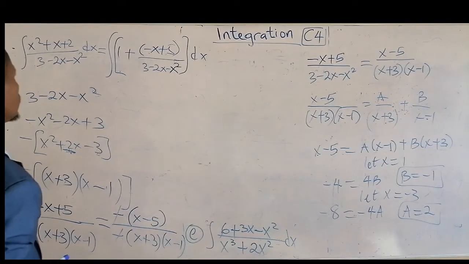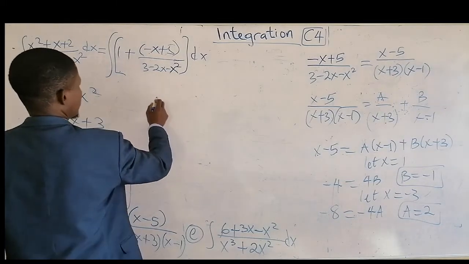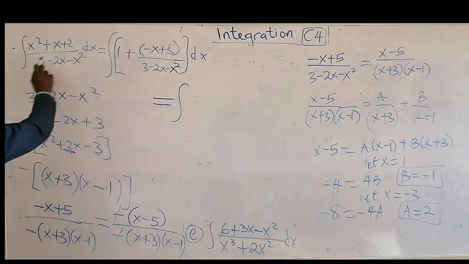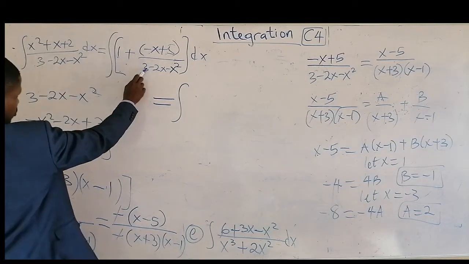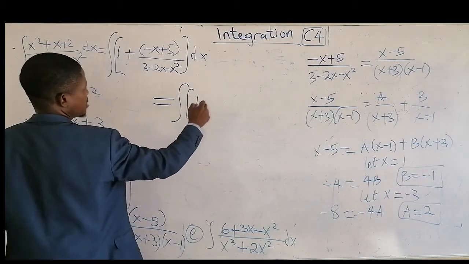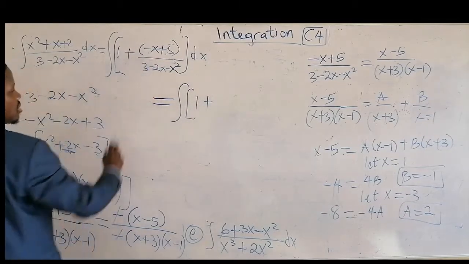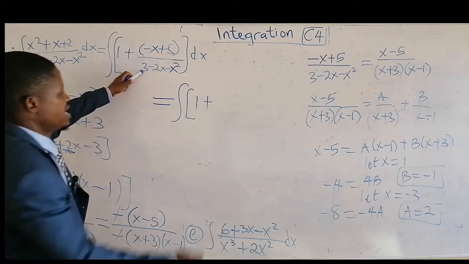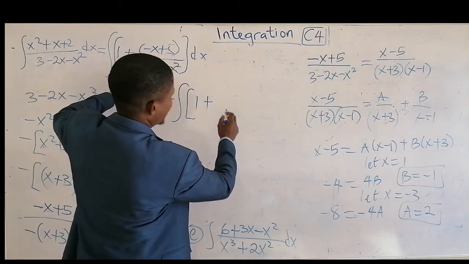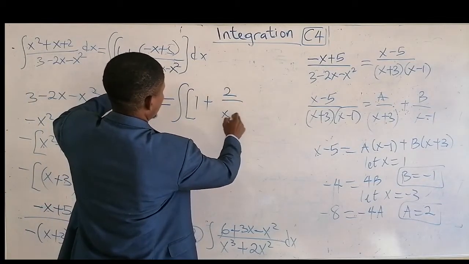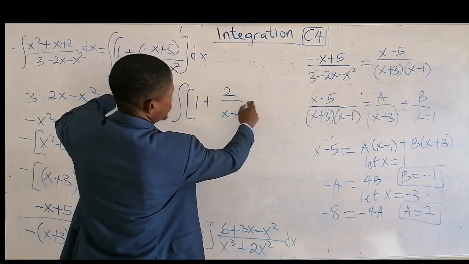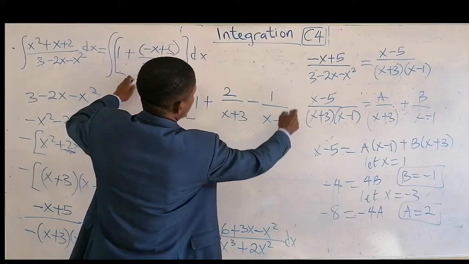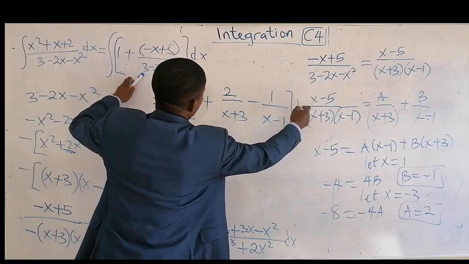So we now have this expression. Don't forget, this integral is equal to this one, okay? And this one is equal to 1 plus this one, that's an expression, this one has an expression, that's a, which is what? A is 2 over x plus 3. Then b is what? B is minus 1. That's x minus 1, close the bracket, dx.